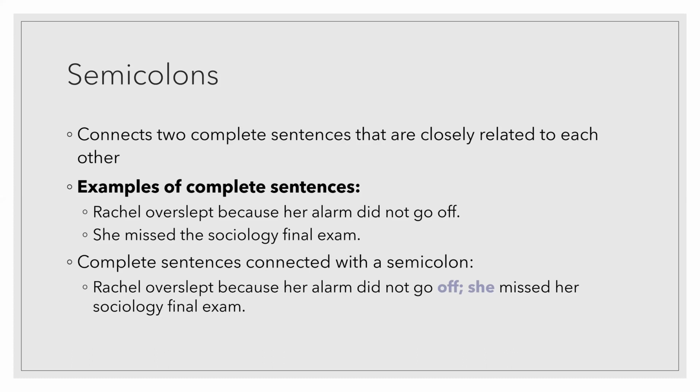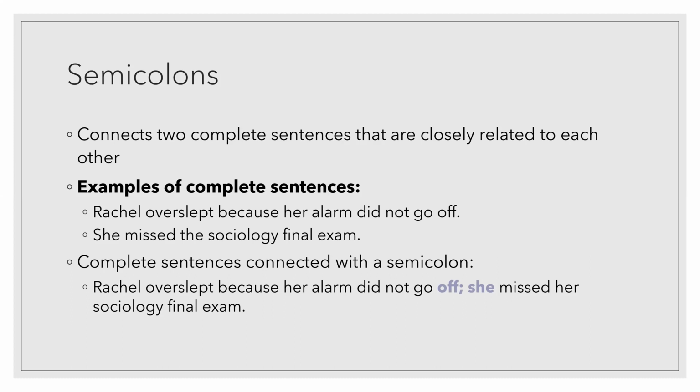Let's look at examples of complete sentences. Rachel overslept because her alarm clock did not go off. She missed the sociology final exam. Okay, those are two complete sentences that both end with a period. But let's use some variety and join them with a semicolon. Rachel overslept because her alarm clock did not go off; she missed her sociology final exam.